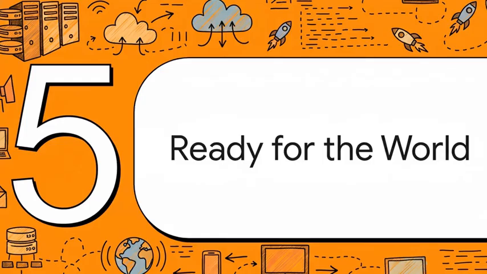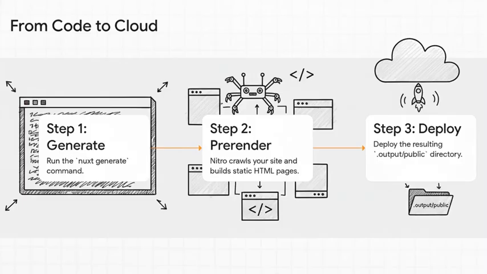All right, we have built our views, we've managed our data, we've even built a little backend. The final step in this whole journey is to take our amazing application and share it with the world. Let's see how Nuxt makes deployment an absolute breeze. For a completely static site, the process is almost laughably simple. You run one command, nuxt generate. Nitro then crawls through your application, pre-rendering every single page into pure static HTML. All you're left with is this simple little .output/public directory that's ready to be dropped onto any static hosting provider.